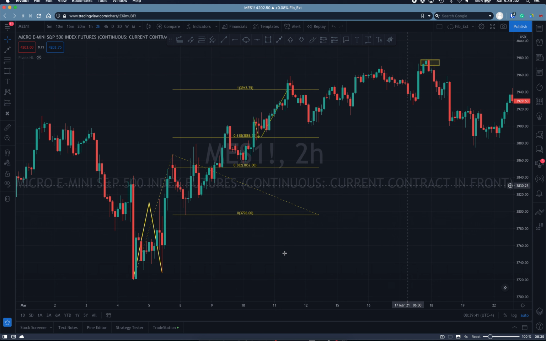All right, well, I hope that helps some people with Fibonacci extensions, ways that I look at them, ways that I use them. This was fun.